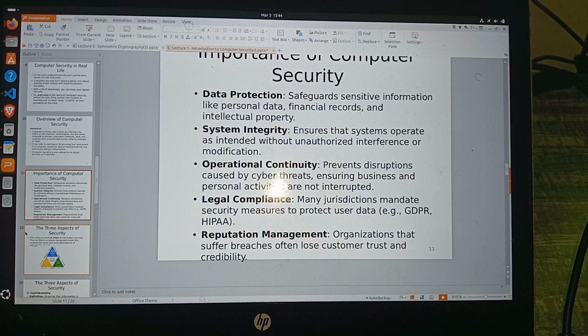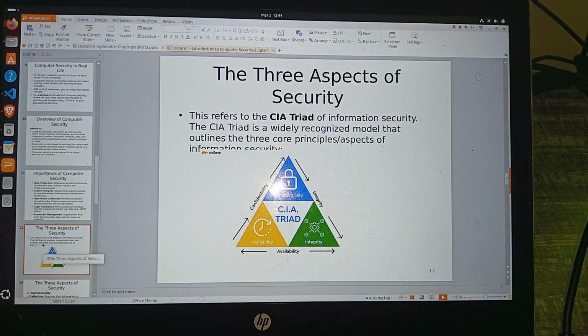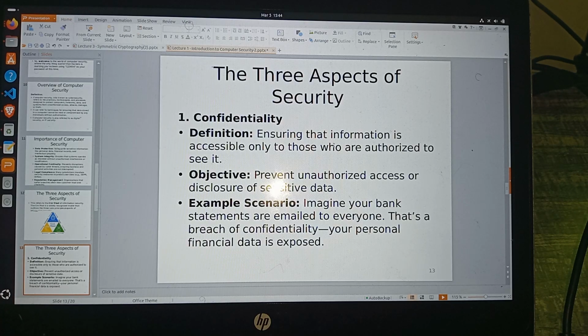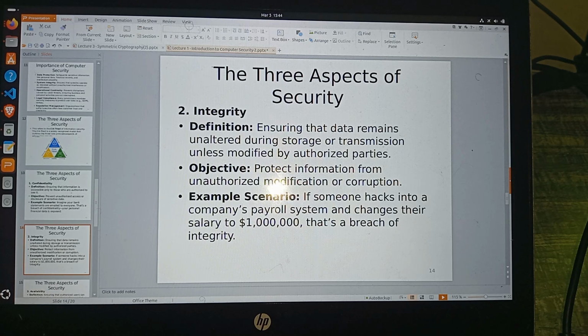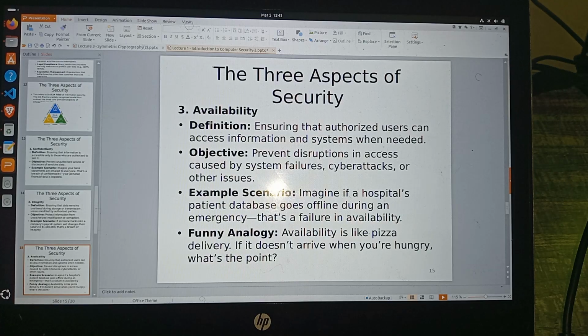There are three aspects of security, the CIA triangle: confidentiality, integrity, and availability. Confidentiality ensures that information is accessible only to those who are authorized to see it, preventing unauthorized access or disclosure of sensitive data. Integrity ensures that data remains unaltered during storage or transmission unless modified by authorized parties, or the senders of the information.